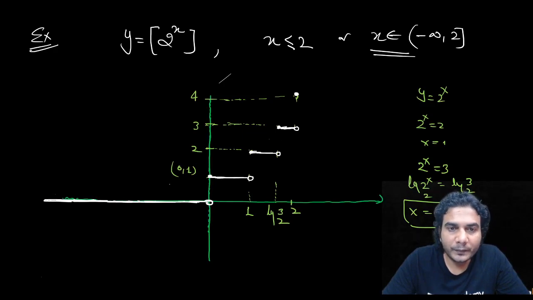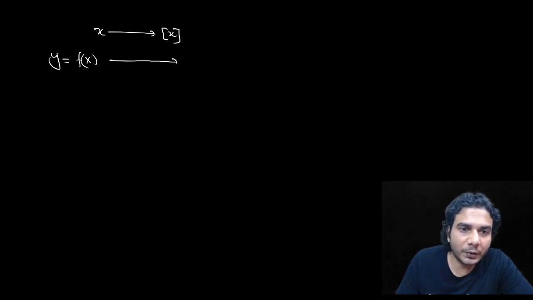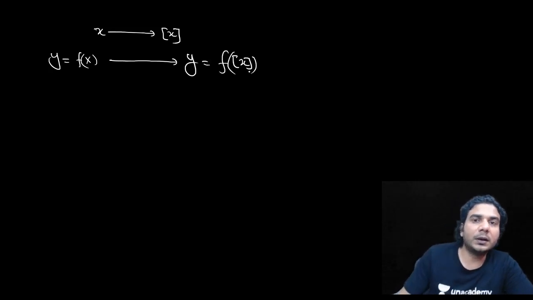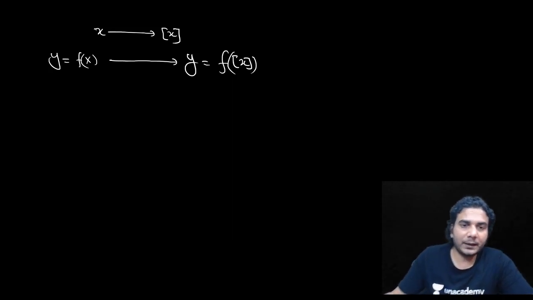All right, so this is the next curve. Next, we need to put the greatest integer on x. So when you put the greatest integer on x, y is equal to f of the greatest integer of x, replacing x by the greatest integer of x. This is the next transformation. So the equation y is equal to f(x) now transforms to y is equal to f of the greatest integer of x. This is actually easier compared to the previous one. I'll tell you how.